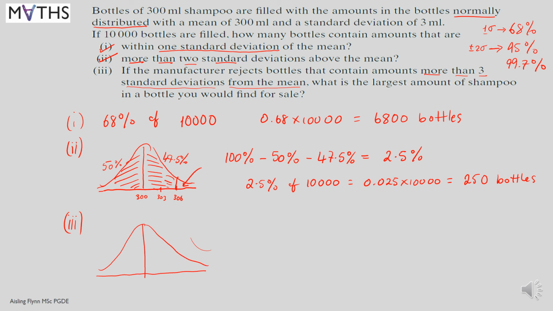Okay, so 300 is in the center. 1 standard deviation above, standard deviation was 3 from our question up here, is 303. 2 standard deviations is 306 and 3 standard deviations is 309, and it would be the same lower, but the question asks what is the largest amount of shampoo you would find for sale in a bottle. The largest one, 3 standard deviations above the mean, is 309 milliliters.